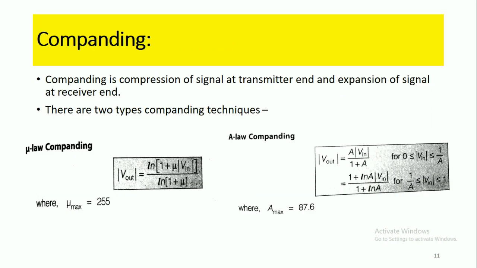And next we should know about companding. Companding is nothing but compression of a signal at the transmitter end and expansion of the signal at the receiver end. This companding is of two types: one is mu-law companding and the second one is A-law companding. For mu-law companding and A-law companding, the equations are given as V out equal to this one, and for A-law companding, V out is given by this equation. Here mu equals 255, where A equals 87.6.